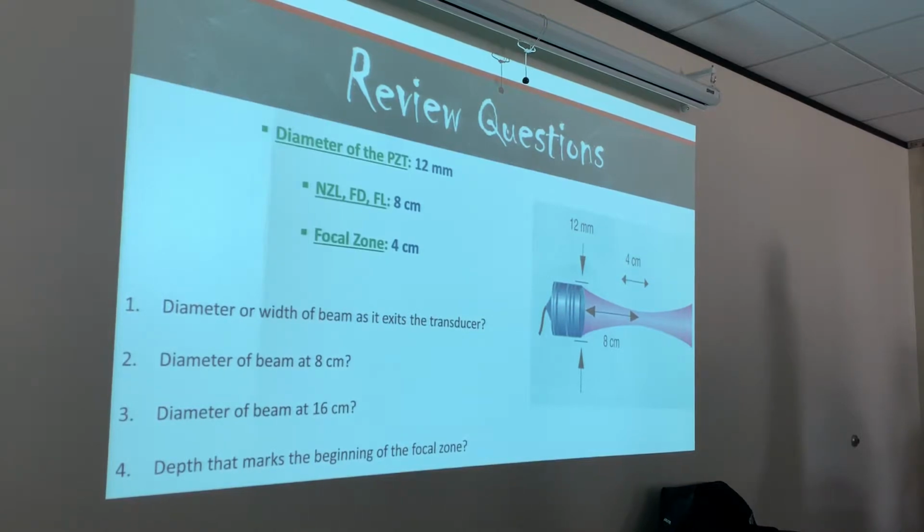How much of my focal zone is in the far zone? Half of it's in the far zone. So that means 2 centimeters is going to be in the near zone, 2 centimeters is going to be in the far zone. Our focal zone. We good there, guys?